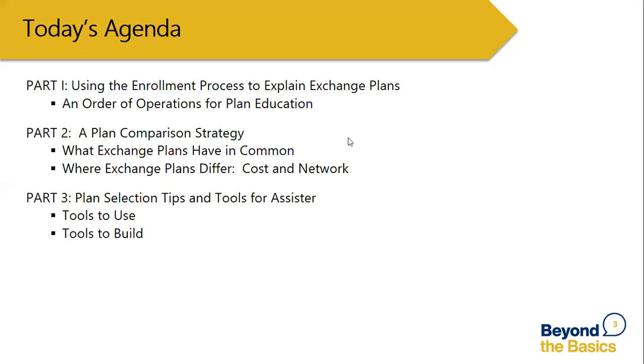We are going to focus on three things. For the first part, we're going to talk about how you can make use of the enrollment process to explain exchange plans and terms. So specifically providing something of an order of operations when it comes to plan education connected to the actual exchange. For the second part of the presentation, we're going to talk a little bit about comparing plans. So starting to an extent with what exchange plans have in common and how to explain that to clients, and also explaining to clients how exchange plans differ. And for that piece, we're going to focus on cost and network.